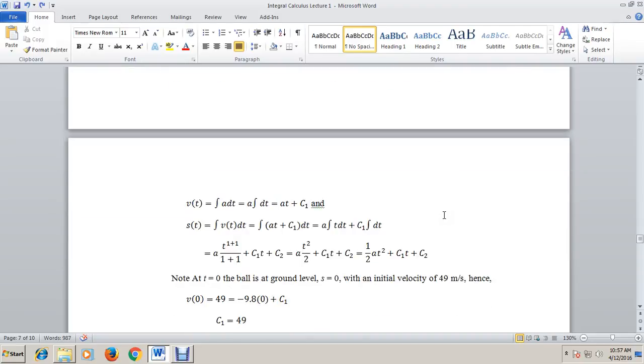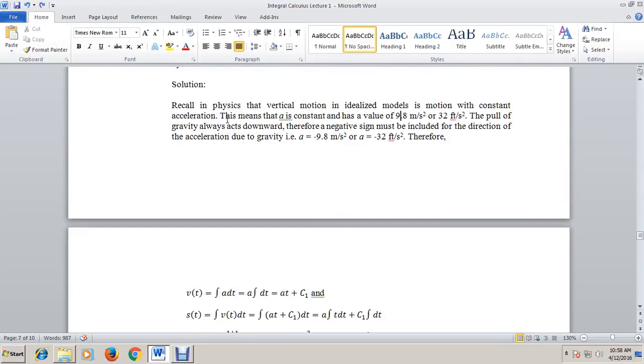Therefore, v of t, based on our definition, is equal to the integral of a dt, which is equal to a times the integral of dt. We have written a outside of the integral sign because a here is considered a constant, since we are talking about vertical motion in an idealized model wherein a is a constant. So you are only left with integrating dt. Of course, the integral of dt is t, so v of t is equal to at plus c sub 1.